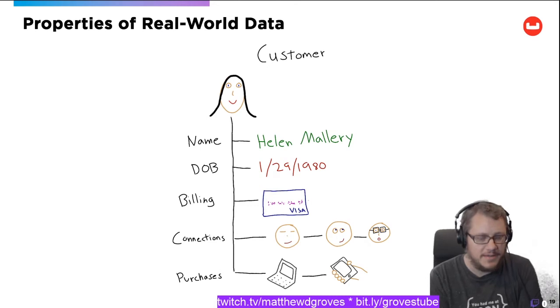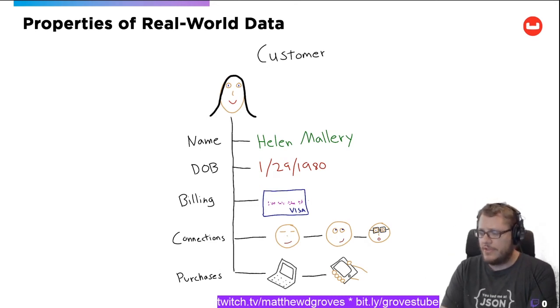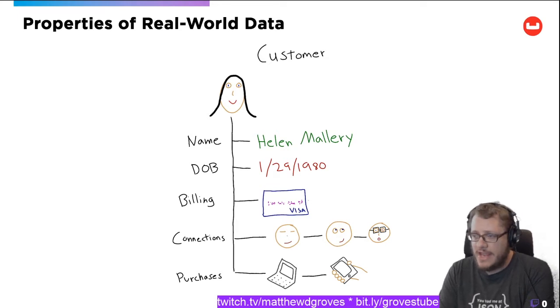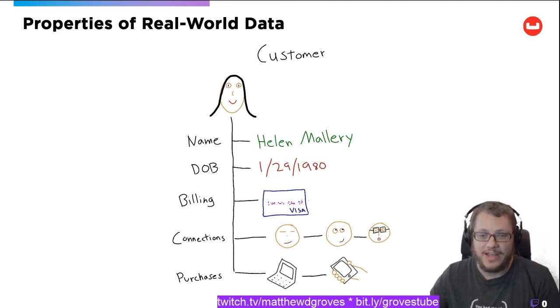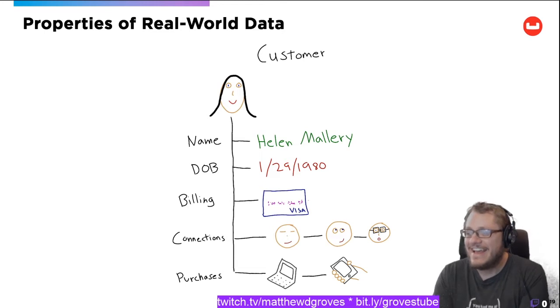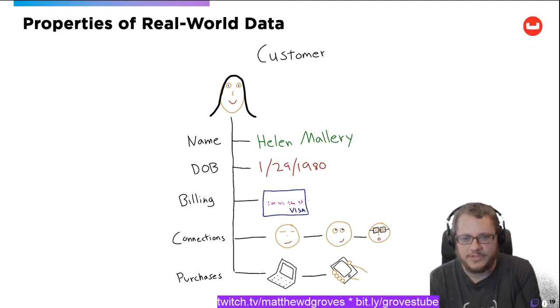of all data, I'd say. There's a rich structure to this data. So we have the customer, and the customer has a name, Helen Mallory, and a date of birth. Those are attributes. There could be sub-attributes. So sub-attributes might be first name and last name, right? We could break it down into sub-attributes, but those are attributes of the data.